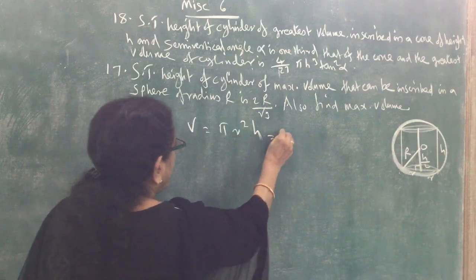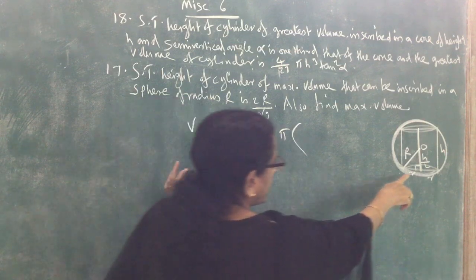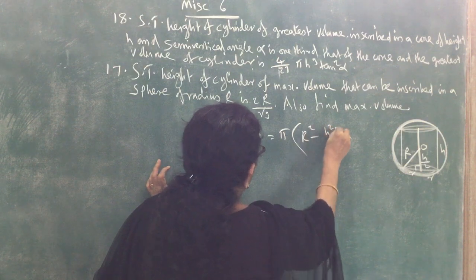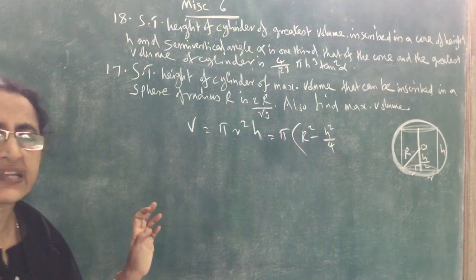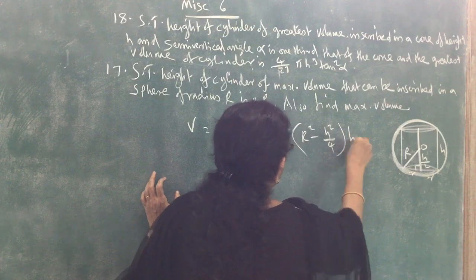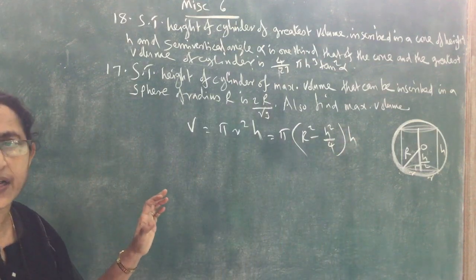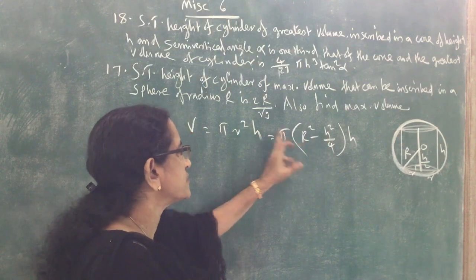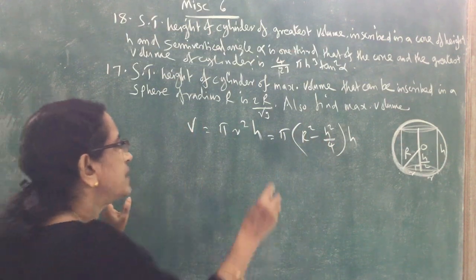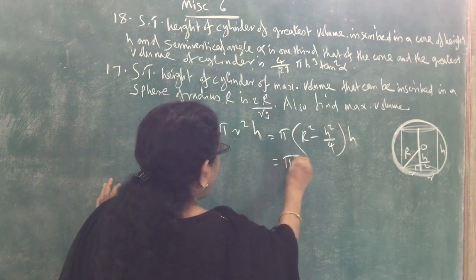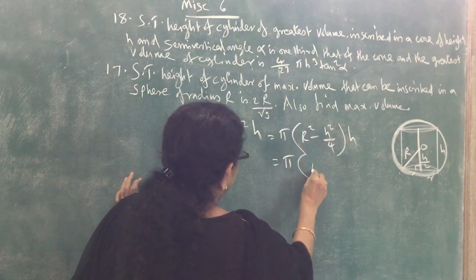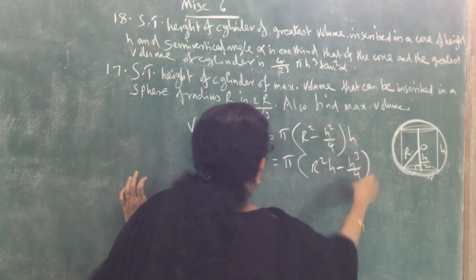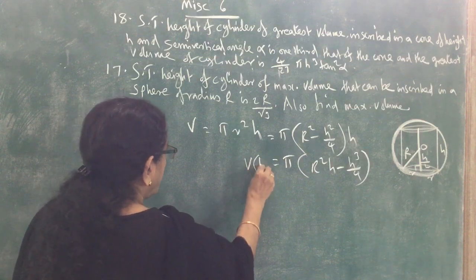So the volume equals pi into small r square, that is capital R square minus h square by 4, into h. That is the volume of the cylinder, pi r square h. We wrote r square in terms of h, and capital R is constant, so we wrote it in terms of only one variable h. Simplifying, pi into R square h minus h cube divided by 4. Now we wrote V as a function of the variable h.